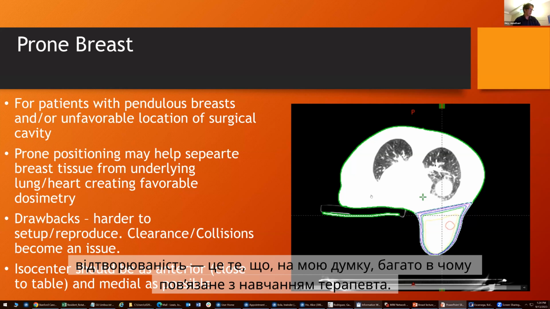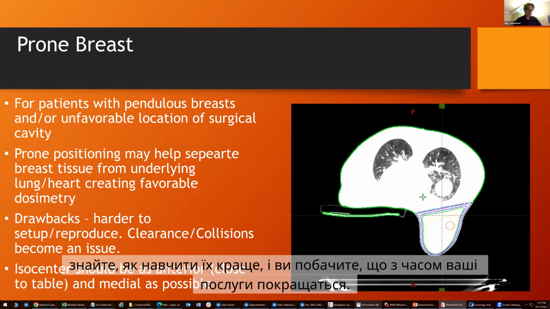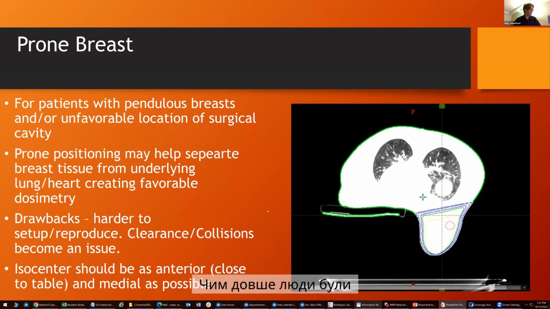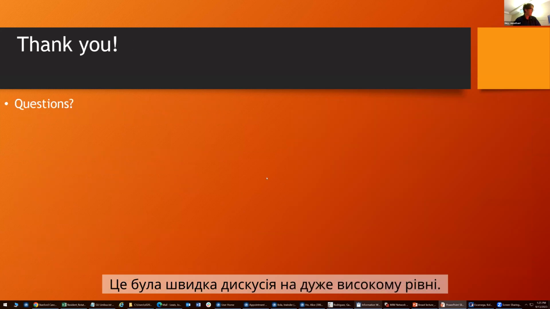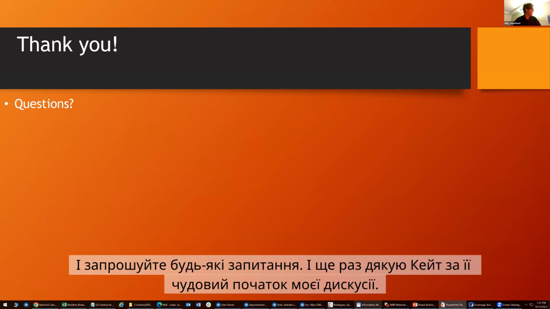Reproducibility is something that I think comes a lot with training the therapists. If the therapists get into a good habit of treating these patients, they'll know how to coach them better, and you'll find that your service improves over time the longer people have been doing it. That was a very high-level, quick discussion. We could talk about this for ages, but that is where I'm going to end today and invite any questions.